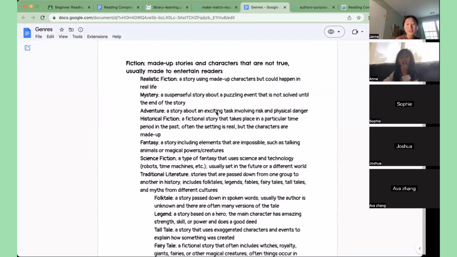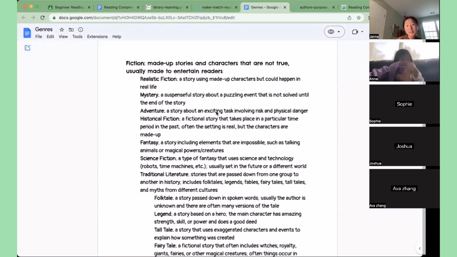Next is historical fiction. So that's a fictional story that takes place in a particular time period in the past, and often the setting is real. So like the time period and everything, where it is, is real, but the characters are made up. So it's basically just fake characters put in the past.